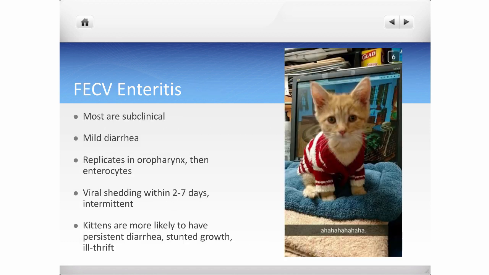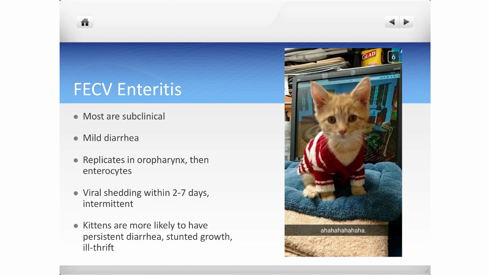Now, when we talk about enteritis, actual clinical disease that can result from the coronavirus, we're talking about this FECV, as I'm going to call it today. And so most of those cats are subclinical, especially in a shelter where we expect some diarrhea, loose stool from a lot of our kittens or our young cats, or even our adults who come in and are under stress in that environment. So you may see some mild diarrhea. It does replicate in the oropharynx first, so that's an interesting detail that I want you to remember. And then it also replicates in enterocytes. And then they shed within 2 to 7 days. And again, this can be intermittent or cyclical.